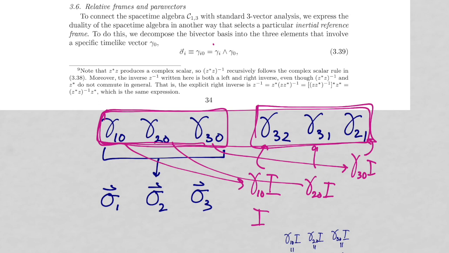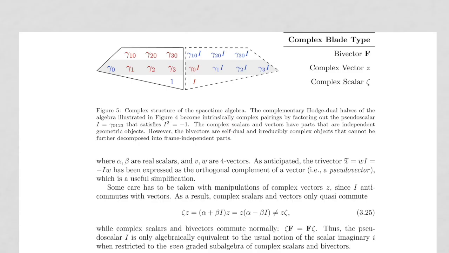To do this, we decompose the bivector basis into the 3 elements that involve the specific timelike vector gamma 0, which are these 3, and then the next part of the paragraph, which is on the next page, and their duals, which are these 3. So now they've broken down the basis into 2 halves. And by the way, they already did this. Right back up here, when they split the space up to demonstrate the dual, they had already laid the foundation for this, because they already said we're going to choose these 3 basis vectors and their duals. So they've actually already set this up.